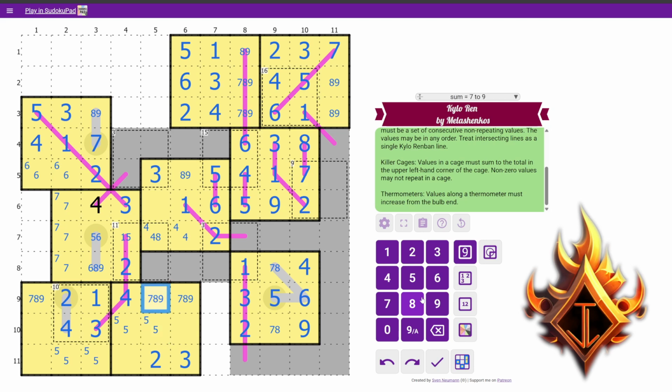And 6 cannot go here. 6 is also in this little L. 1, 5, and 6 are all in that little L. And they're being shoved over there by this column. So then what is that?